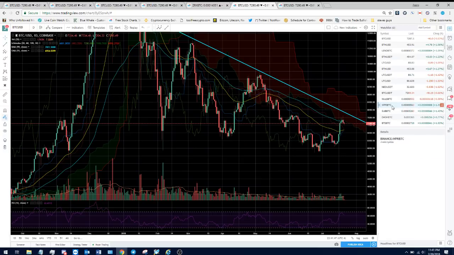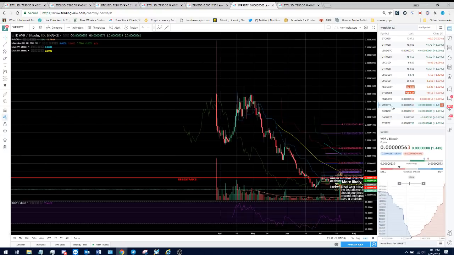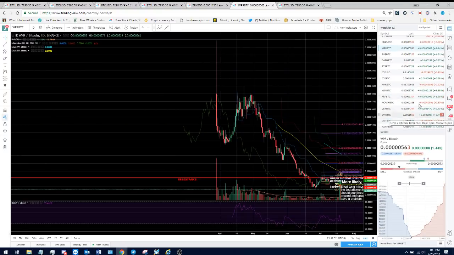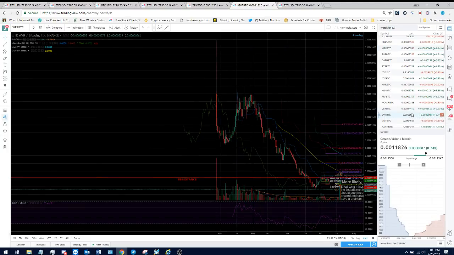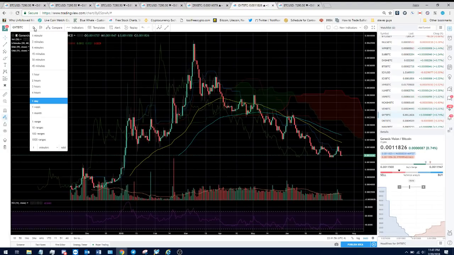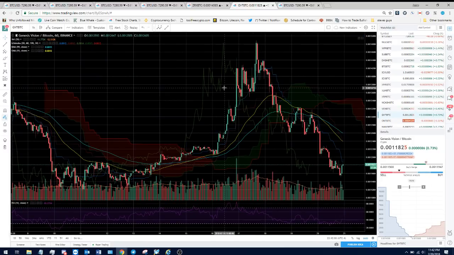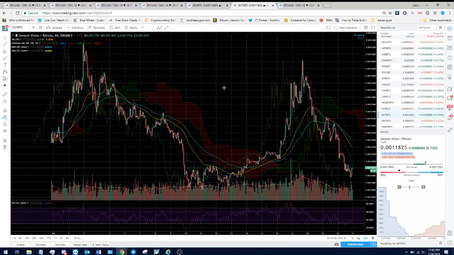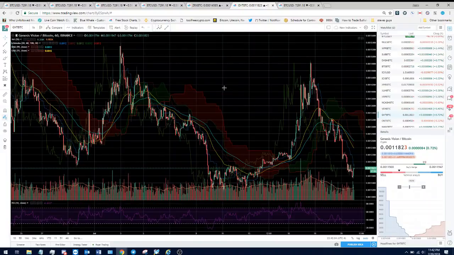But if we take a random coin, say WPR, I'll do something that doesn't have so much stuff all over it. Let's grab GVT, should be a lot more clean. There we go. And let's take a look at the hourly. Beautiful. Wunderbar.